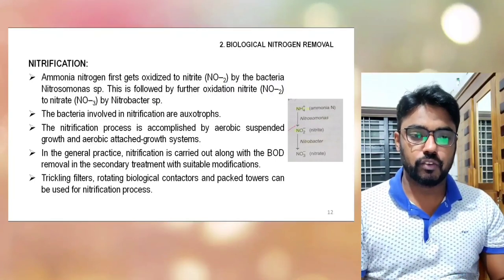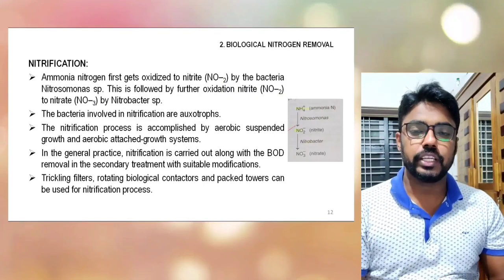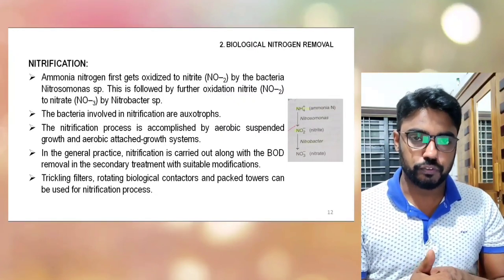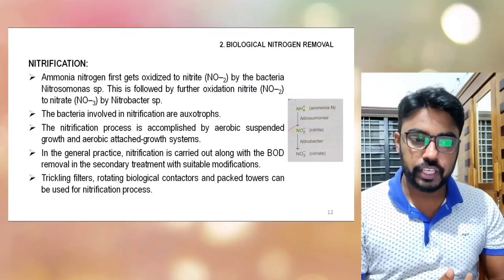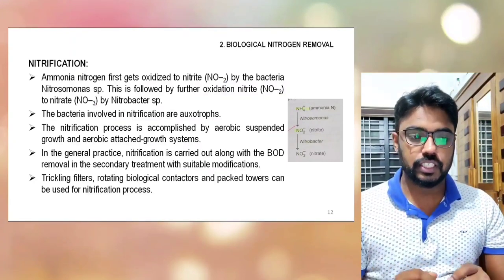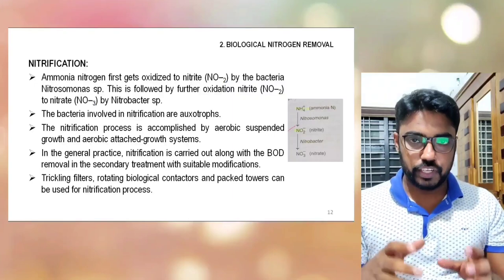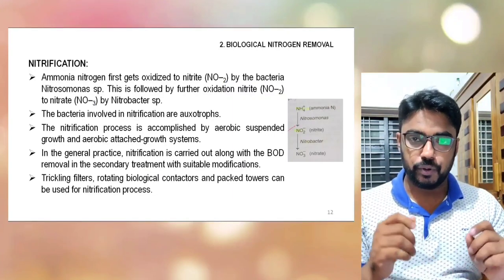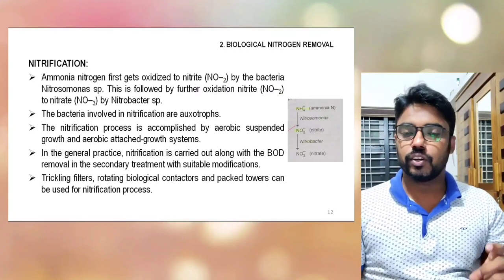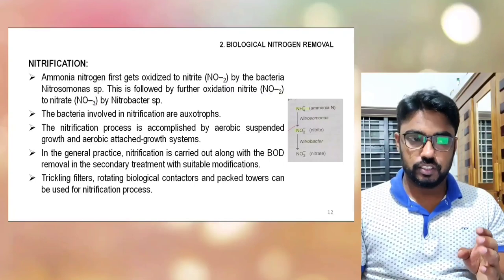That means first ammonia nitrogen will be converted into nitrite by Nitrosomonas, and this nitrite will be converted into nitrate by Nitrobacter. The bacteria involved in nitrification are autotrophs. The nitrification process is accomplished by aerobic suspended and aerobic attached growth systems. In general practice, nitrification is carried out along with the BOD removal in the secondary treatment with a suitable modification. Trickling filters, rotating biological contactors, and packed towers can be used in the nitrification process.